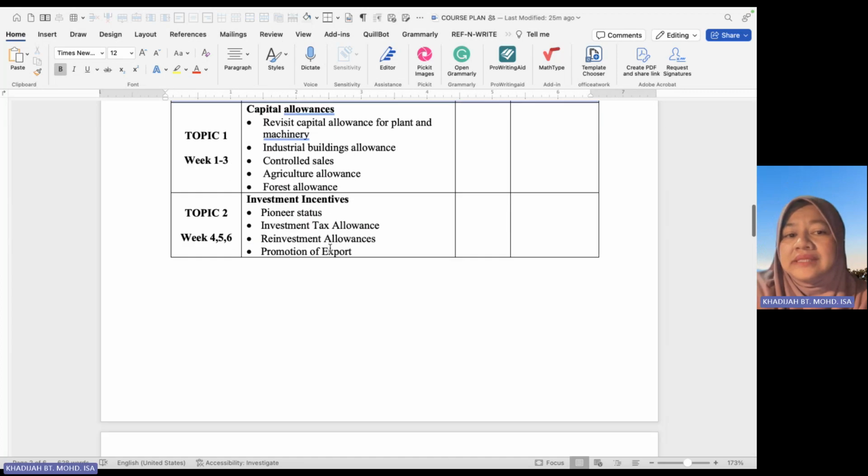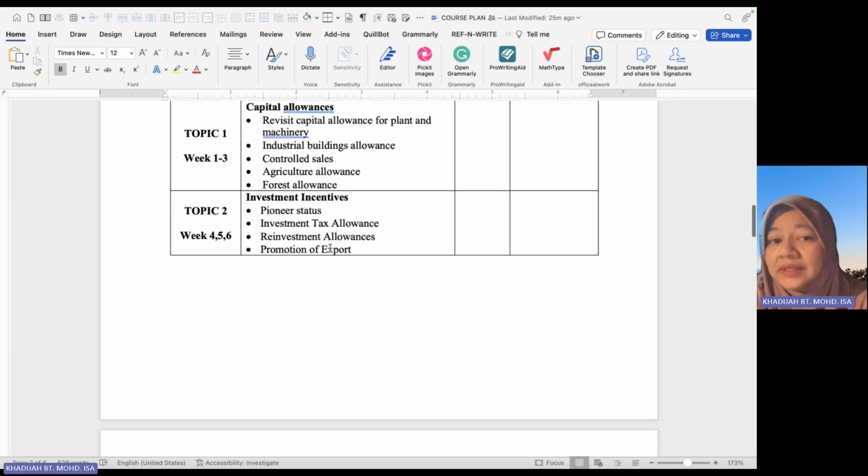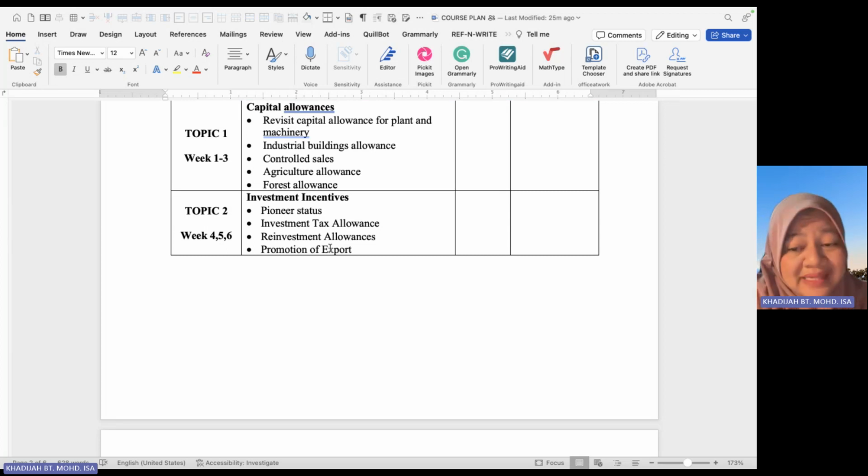Right, then we go into the second topic, which is investment incentive. Again, we have a lot of incentives given to companies, but they have to choose which one is the best. So normally what we do here is that you are given the adjusted income, then you have to decide what your statutory income is. So that's why your topic one, you must be very clear, especially on your plant and machinery and your industrial building, because that topic will be tested also under investment incentive, because you have to compute the correct statutory income.